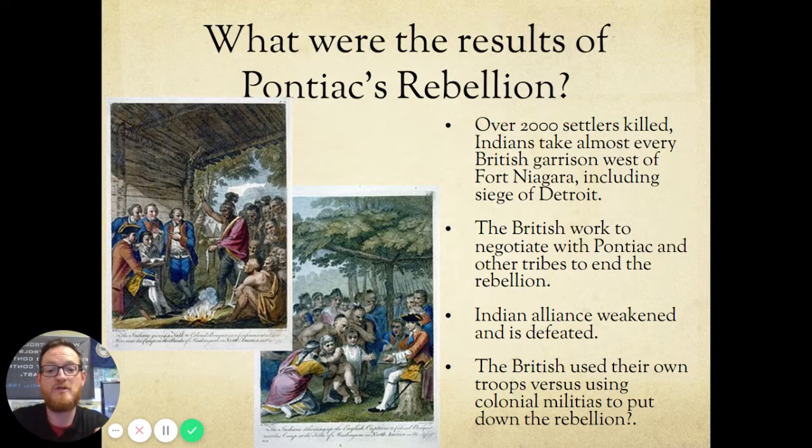Another result is that the British would use their own troops instead of colonial militias to put down the rebellion. The reason this could cause issues is that the colonists felt like they could defend themselves, and when they were not allowed to, that's going to cause more resentment. You'll see in those pictures British drawings of British and colonial children being returned by the native troops to them, who had been kidnapped during the war.